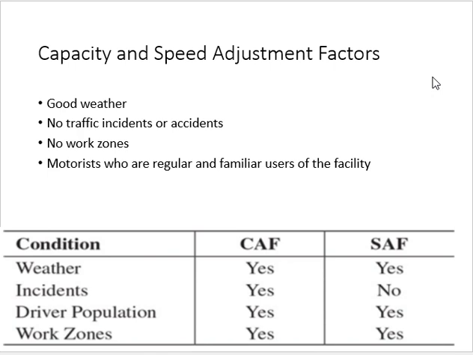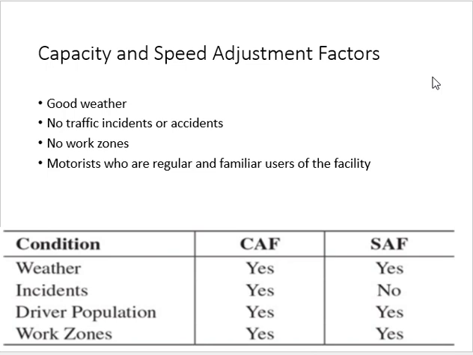Now for which type of highway do we need the factor? Freeway or multi-highway? Freeway. For multi-highway, no factor is required anyways, so we are only discussing it for freeways. On a freeway, if these four conditions exist, then we don't need a factor. If any of these conditions do not exist, then we need a factor for that one. This table shows you which factor is required when.